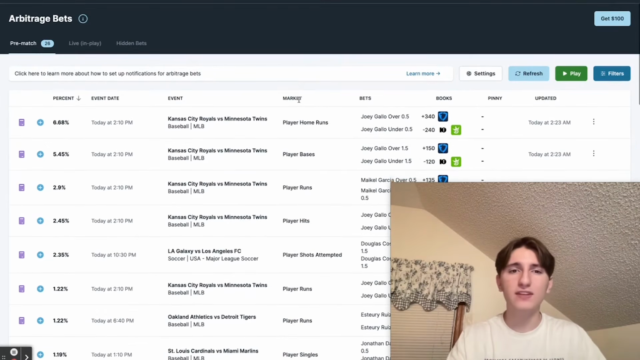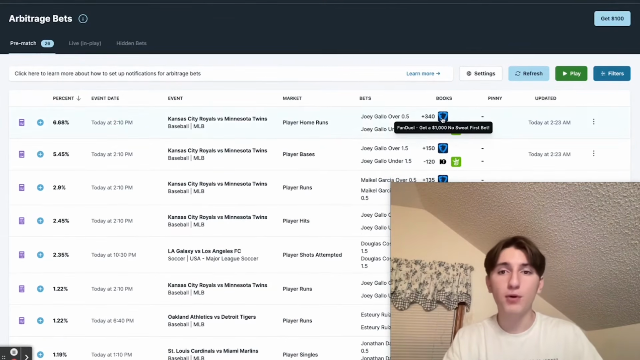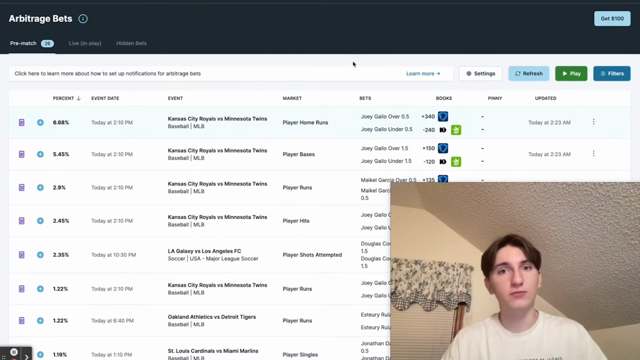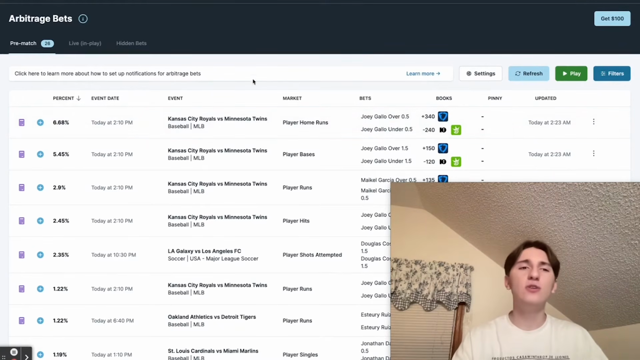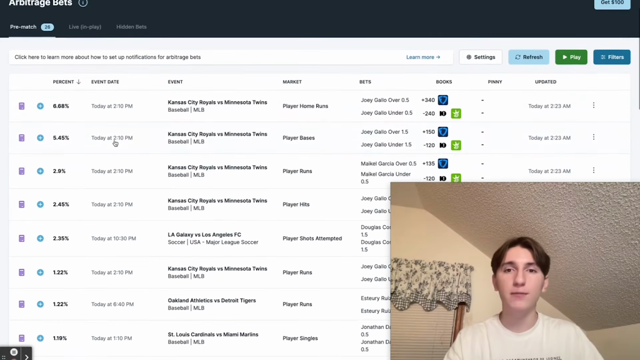For example, looking at this Royals versus Twins game, if you're on both FanDuel and DraftKings, which are two of the biggest books in the nation, you can guarantee a 7% return on your money just by betting on Joey Gallo to hit a home run or not hit a home run on both books.